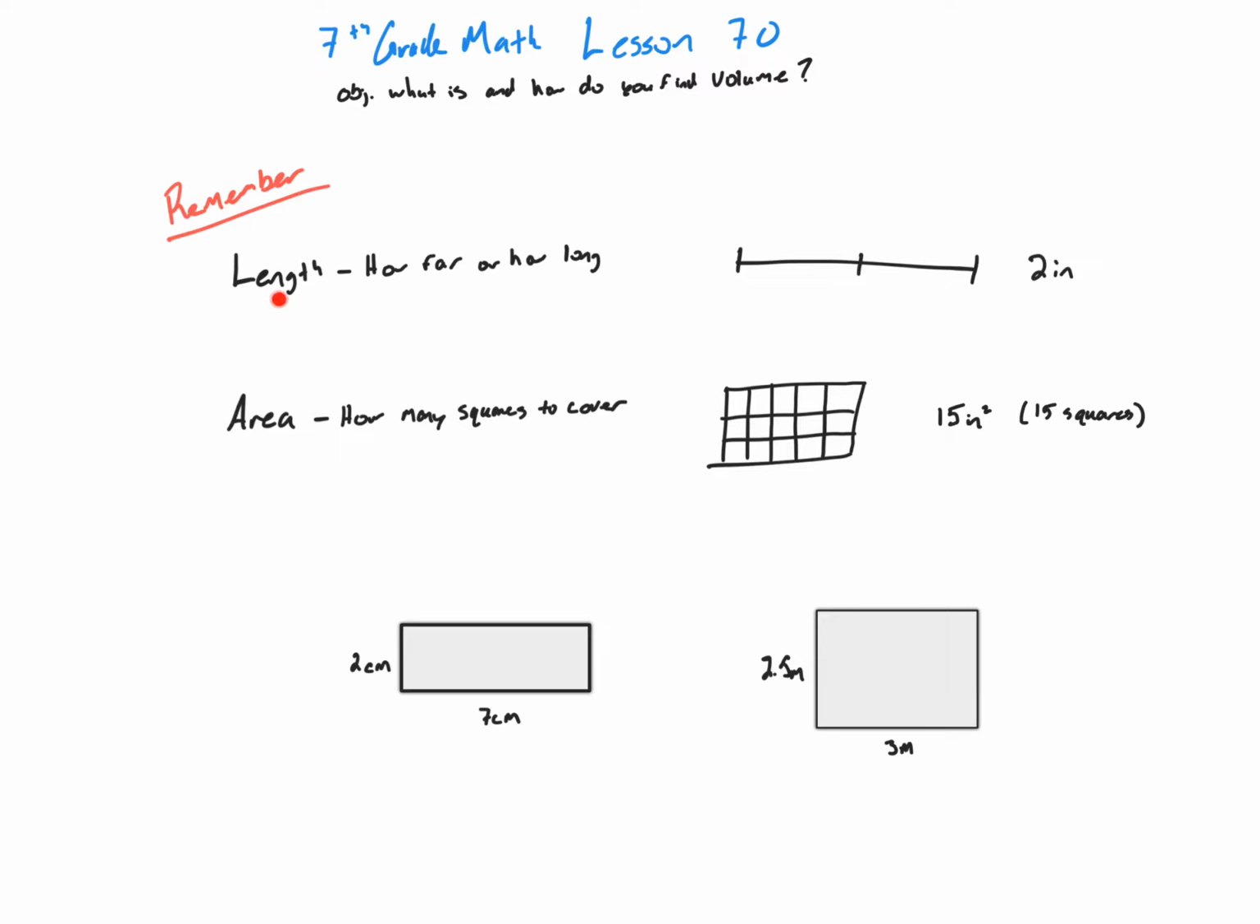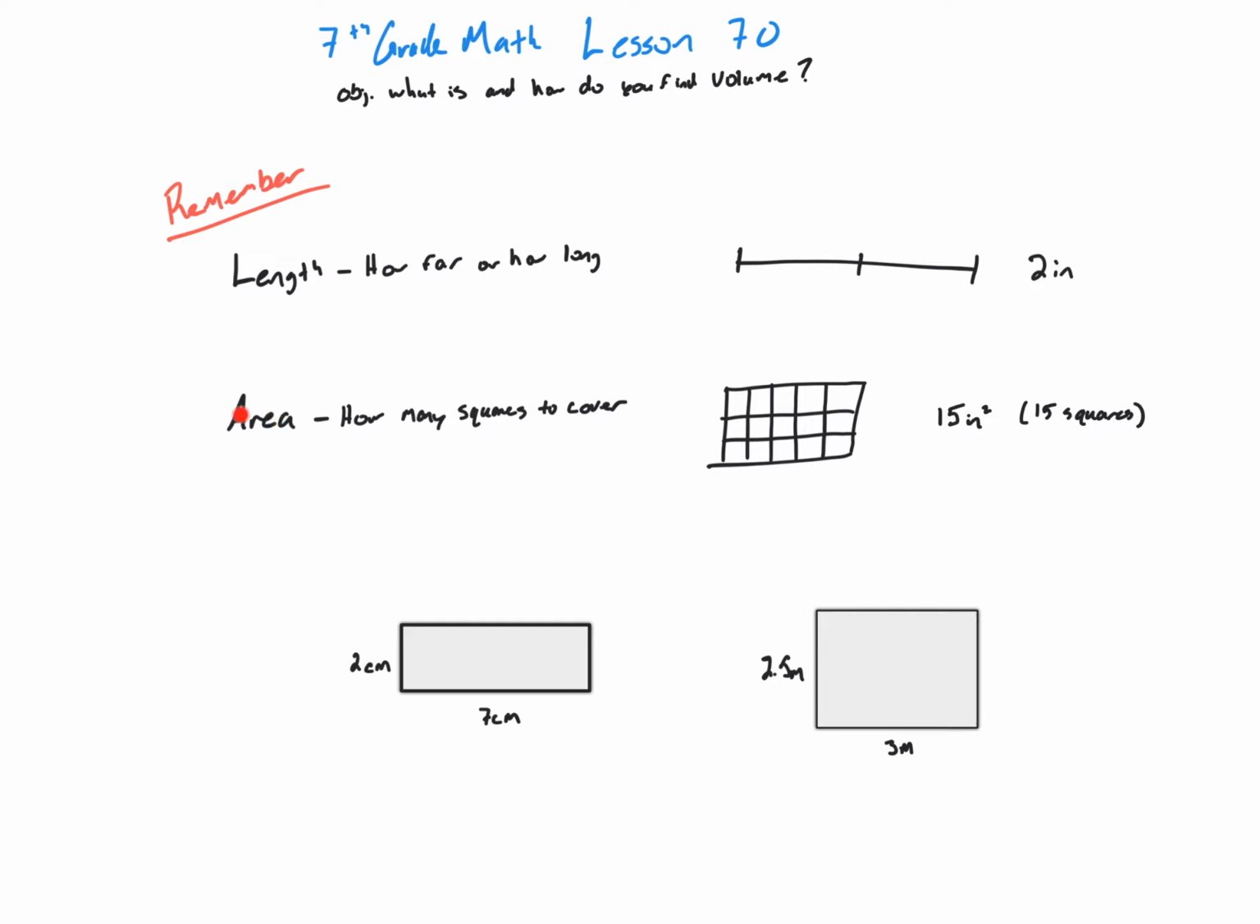First off, length. Length is how far something is, how long something is, and you just have units in length. So maybe this thing right here is 2 inches long, because you have to go 2 inches to reach from here to here. Maybe you could talk about how far your house is, 8 miles from here or something. Those are just lengths, in single units: inches, feet, miles, meters, centimeters, etc.